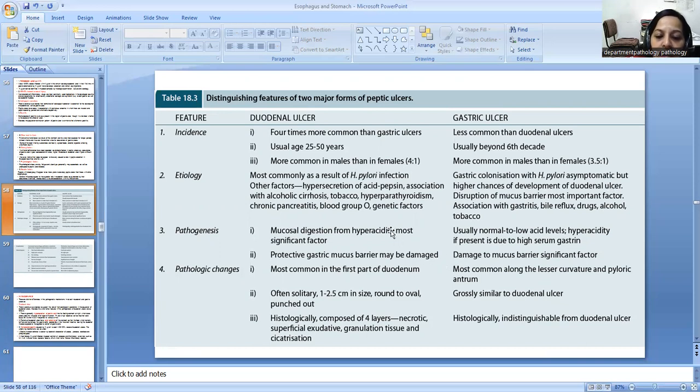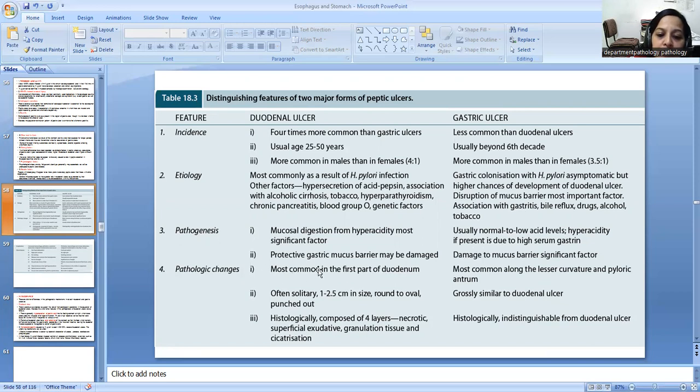In etiological factors, we have already seen the H. pylori infection, and other factors may be hypersecretion of acid in association with alcoholic cirrhosis, tobacco, hyperparathyroidism, chronic pancreatitis, hereditary and genetic factors. Whereas in gastric ulcer, we can see gastric colonization with H. pylori. It may be asymptomatic as well, but there are higher chances of development of duodenal ulcer by this. And disruption of the mucus barrier is the most important factor, with association with gastritis, bile reflux, drugs, tobacco, etc.